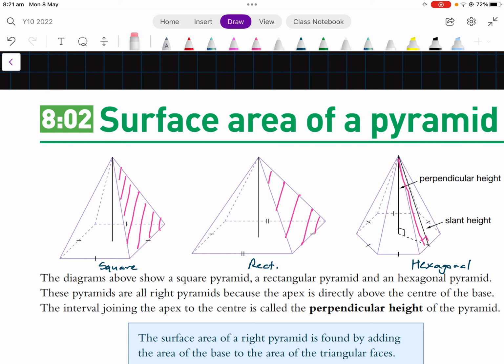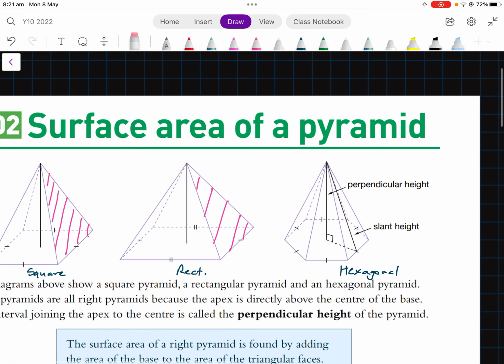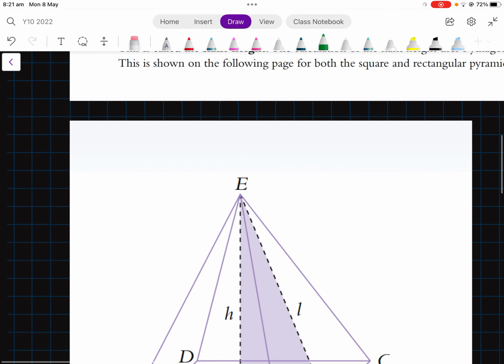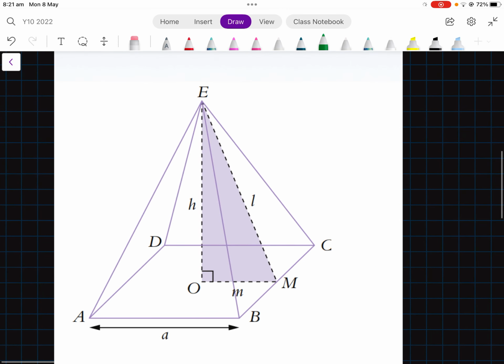So let me draw this thing one more time neatly. For that, we need to know that perpendicular height, which is perpendicular to the base of the triangle. So let's look at this pyramid. The distance EM is the height of this face. Now that face being this triangle EBC.